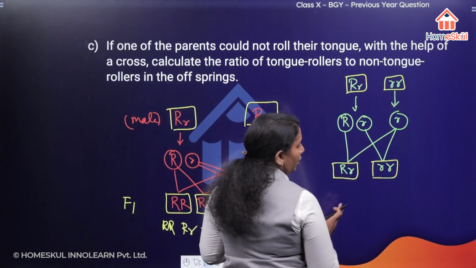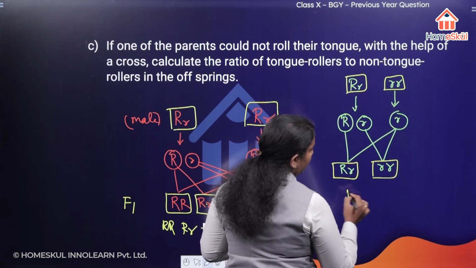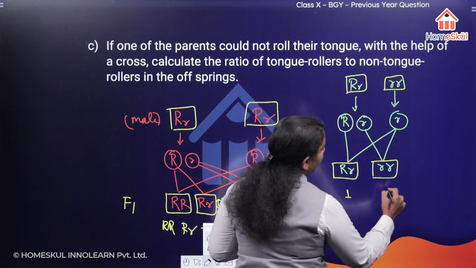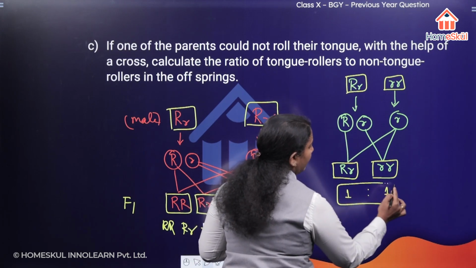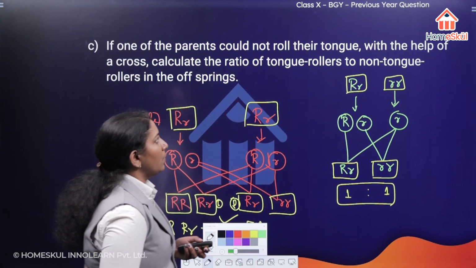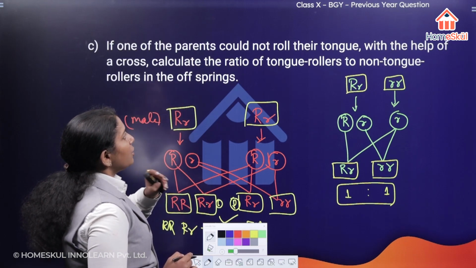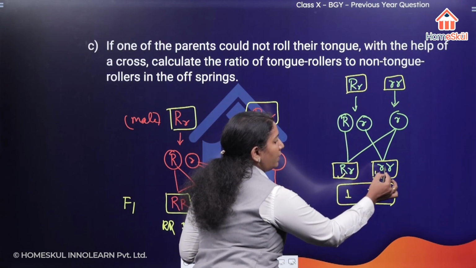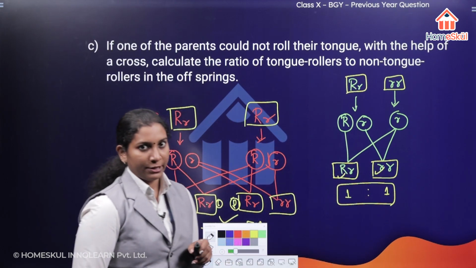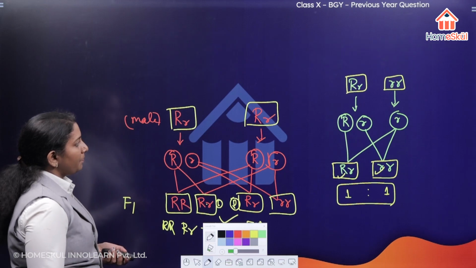Okay, out of the total offspring, one will show the parental character and the other one will show the recessive character. So the ratio is 1:1. Okay, we can get a 1:1 ratio. So the ratio of tongue rollers to non-tongue rollers is 1:1. Okay, so this is the answer.